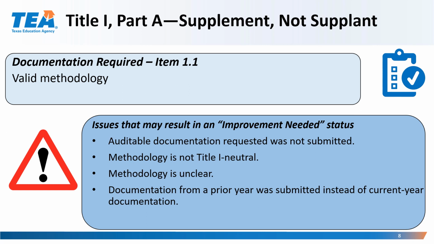We have learned from past validations that the following issues will result in the LEA receiving an improvement needed status. Auditable documentation requested was not submitted. The methodology is not Title I neutral. The methodology is unclear. Or the documentation from a prior year was submitted instead of current year documentation.